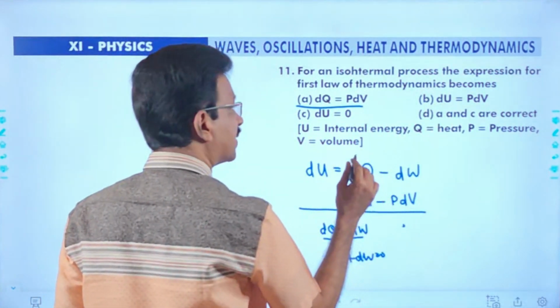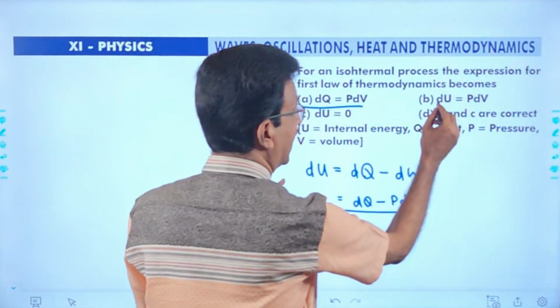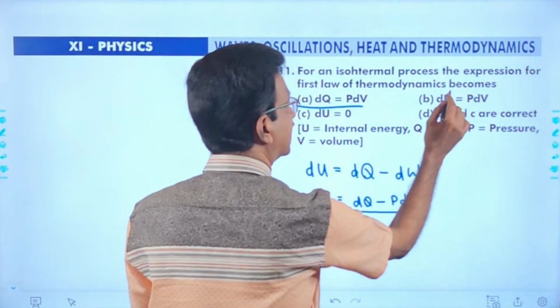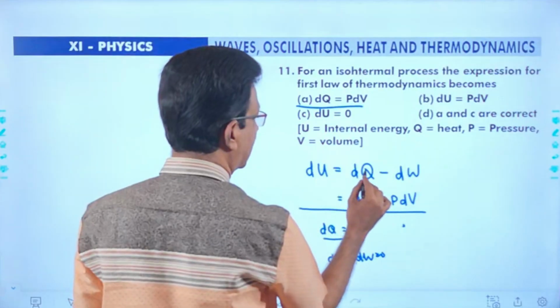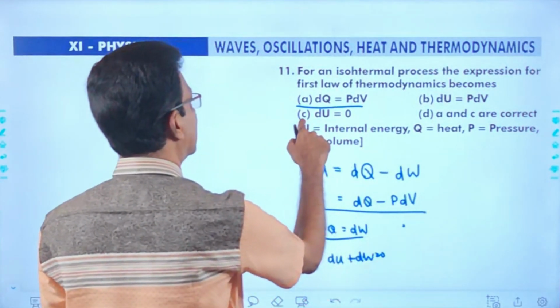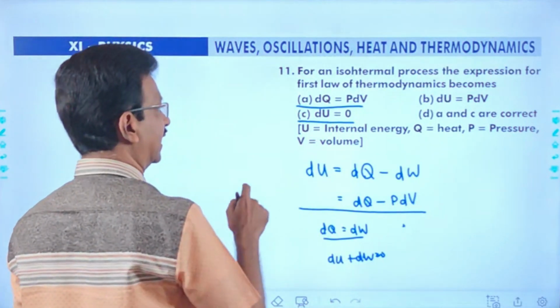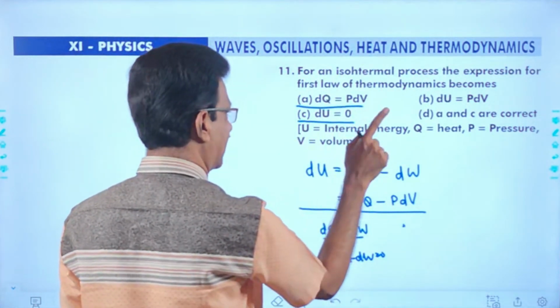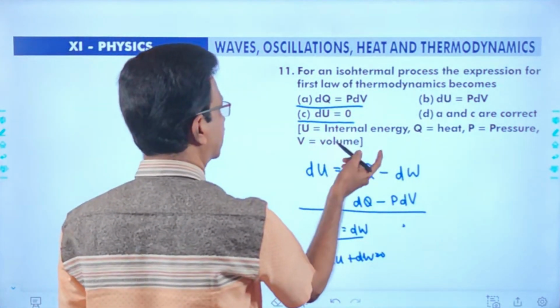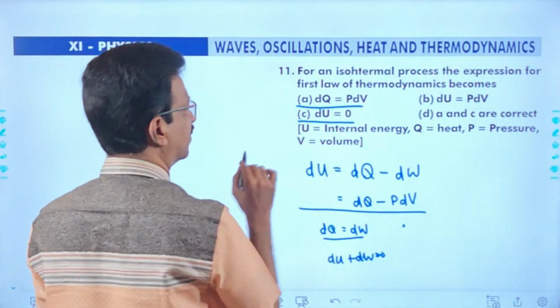It is also not correct. dU for an isothermal process is 0. Therefore, dU equal to 0, then dQ equal to dW. Therefore, C choice, dU equal to 0, is also correct. dQ equal to PdV, correct. Similarly, dU equal to 0. U is a constant, therefore dU equal to 0.